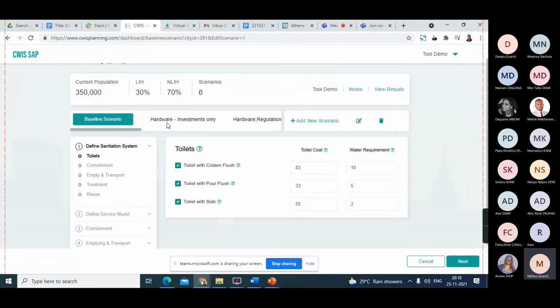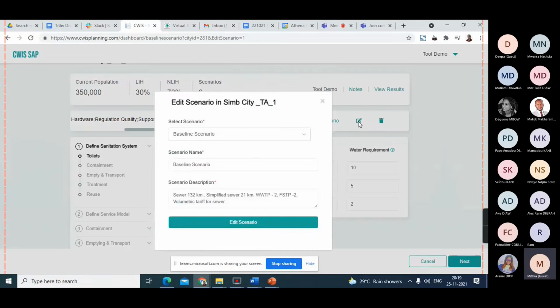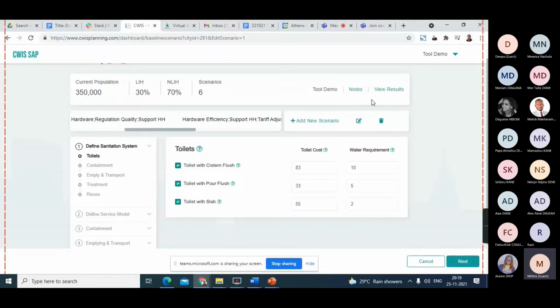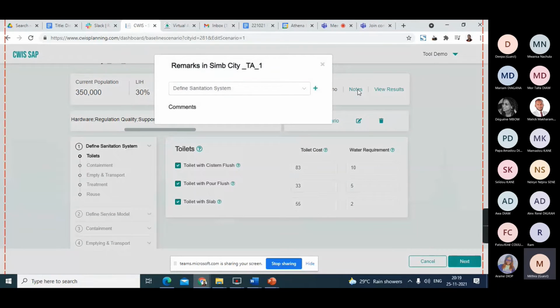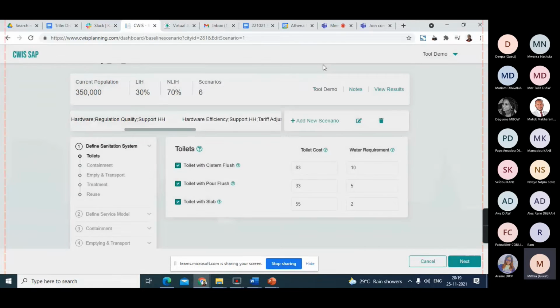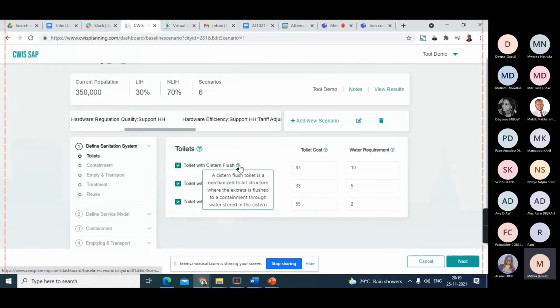Scenarios are the user-defined changes from the baseline to achieve a particular target. As you see, the scenarios are stacked in horizontal scroll as we create them. Also, there are a couple of features on this page. For example, you can edit the scenario name and description once you create it, or you can delete a scenario. You can write down notes and assumptions for a particular section. And also you have a data tip that is all along for guiding on the data input columns.